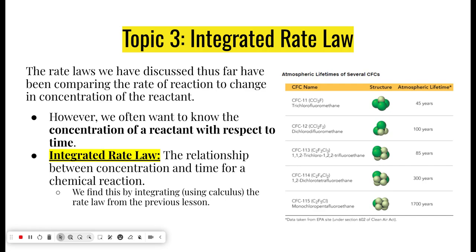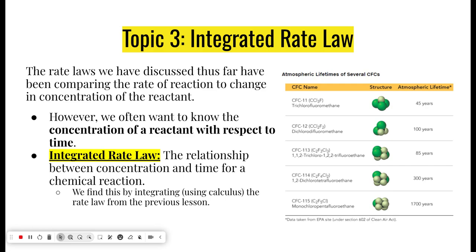And as a reminder, folks, the rate laws we have discussed thus far have been comparing the rate of reaction to the change in concentration of the reactant or reactants, right? However, we often want to know the concentration of a reactant with respect to a specific time. If we want to connect this to a real world use of kinetics, we would be looking at the concentrations of greenhouse gases in the atmosphere at any given time. So after that gas has been produced for 10 years, what's its concentration now?